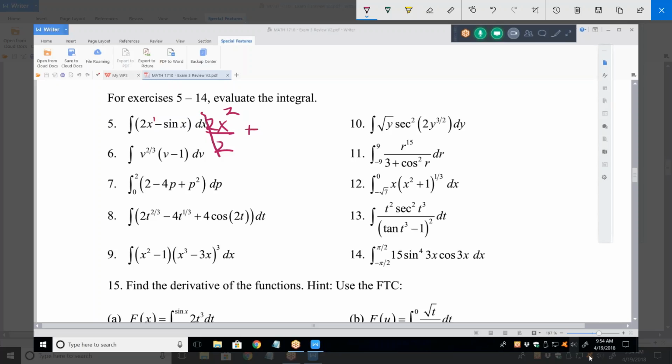Almost. Cosine x. I don't know how strict your teacher's going to be if you leave off these C's. Maybe really strict. They may just take 1 point. They may take off everything if you don't put that plus C there. Especially given the problem we just did before this, where you had to put that plus C in there as part of the problem. Couldn't solve it otherwise.